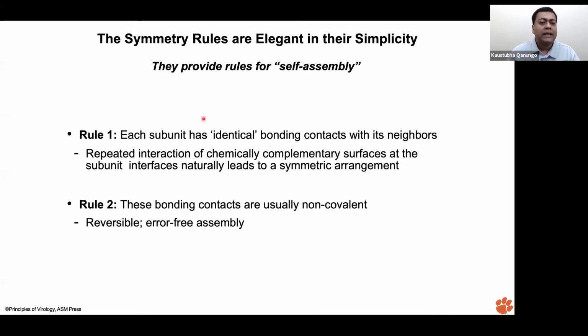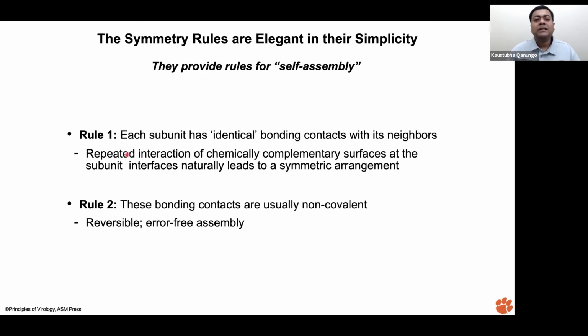Rule 1 is that each subunit has identical bonding contact with its neighbor. Repeated interactions of chemical groups on the complementary surfaces at the subunit interfaces naturally lead to a symmetric arrangement. And these bonding contacts are usually non-covalent. We were constantly saying that this is the most important thing, and these are reversible. That's why when the viruses are being assembled, it can do an error-free assembly. If there is an error, it can disassemble and reassemble once again.